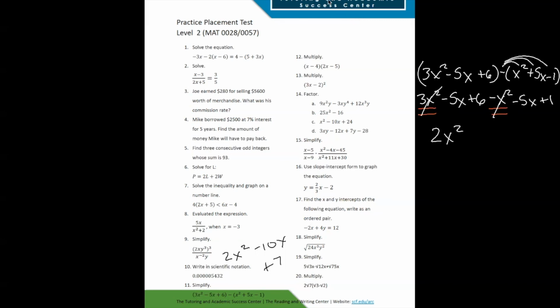Those are done. Then we're going to move over to our x terms. Negative 5 minus 5 would be negative 10, and the x stays the same. Then we move on to our numbers. Positive 6 and positive 1 would give us an answer of positive 7. And there's our solution.